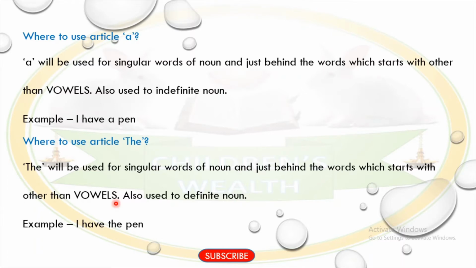Here a definite noun means, I have the pen which is borrowed from my friend. Here it is definite which pen it is. The pen which I have borrowed from my friend is the one which I am talking about.